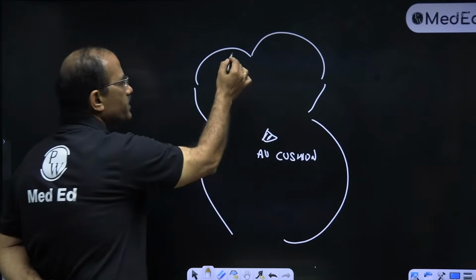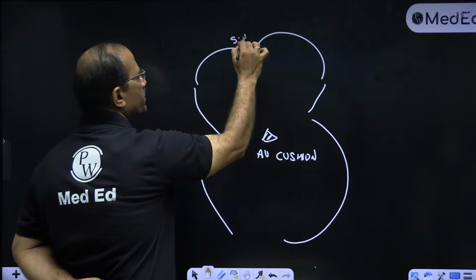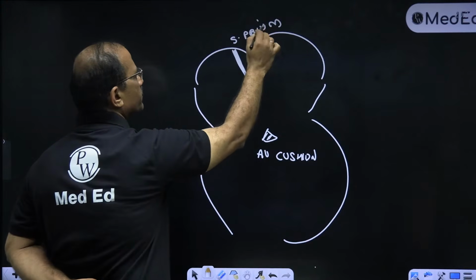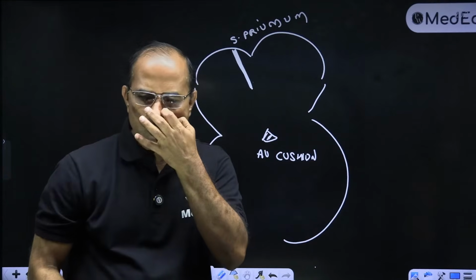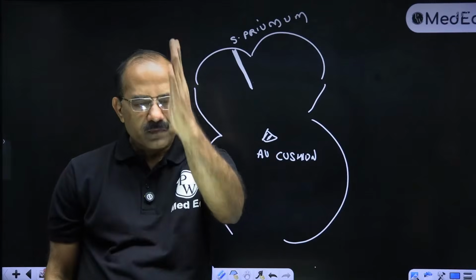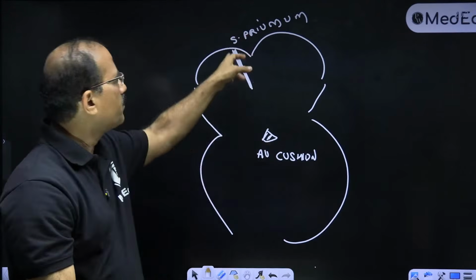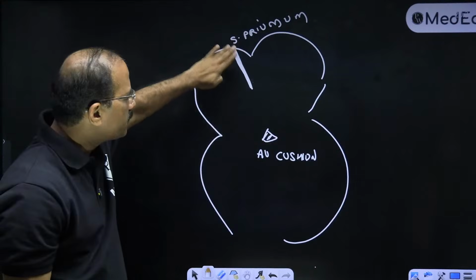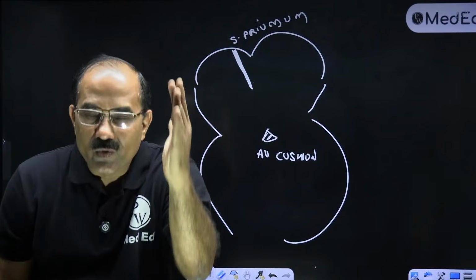Now, एक septum चालू होता है. What is this septum known as? This is known as the septum primum. So a septum starts to grow from the floor, from the atrium. इसका नाम है septum primum. The septum primum is coming towards the AV cushion. वो AV cushion की तरफ grow हो रहा है.